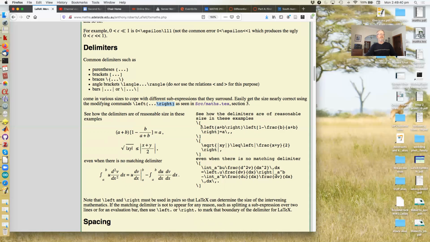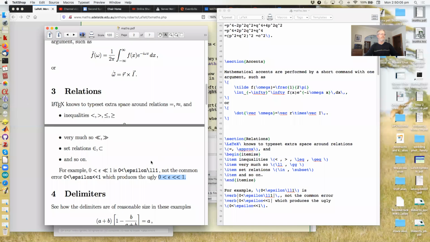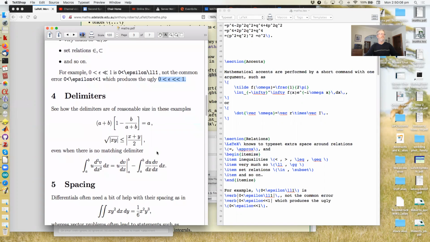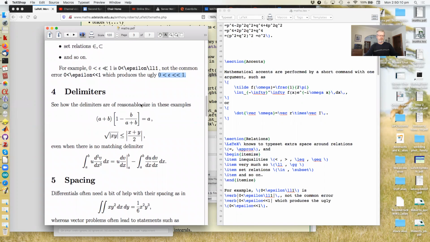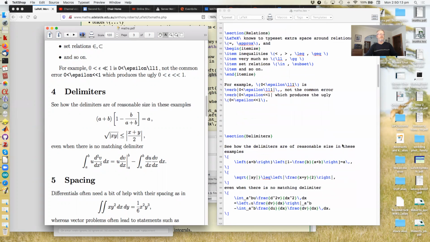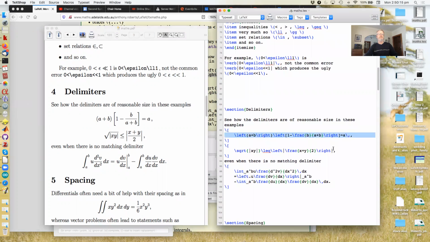So here are some examples. You can \left( A plus B \right) and you just get ordinary size parentheses. However, if there's a fraction like that, those fractions are generally large, so with \left[ and \right], they'll be large brackets, as you can see in the output. Here it is. There are large brackets. And in the source, this is what I've been describing just there.